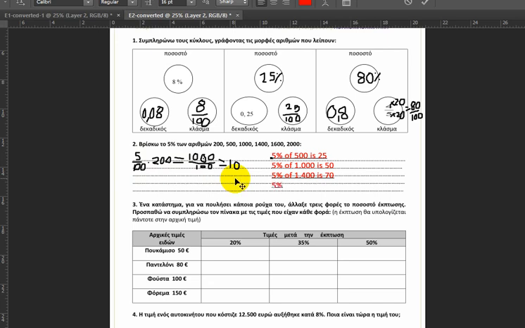5% of 1,800 is 80. And last but not least, 5% of 2,000 is 100.